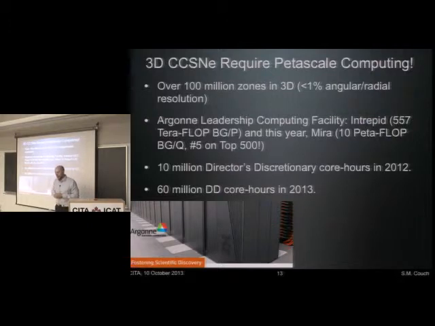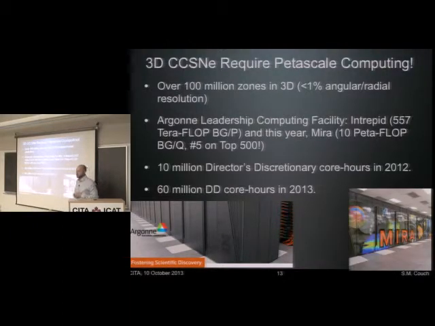And I just want to highlight the folks that have been very kind to me in simulating core collapse supernovae. The folks at Argonne National Laboratory and the Argonne Leadership Computing Facility have supported my project by awarding me discretionary allocations to pursue these simulations. I just want to acknowledge them.